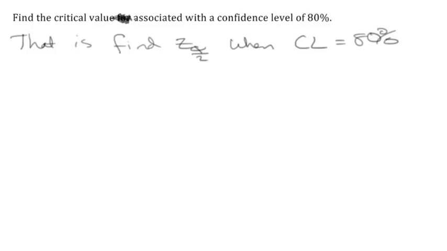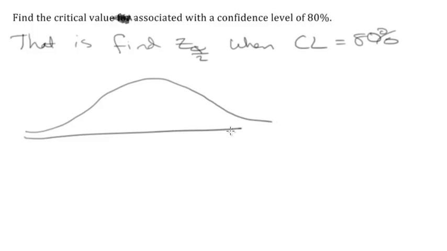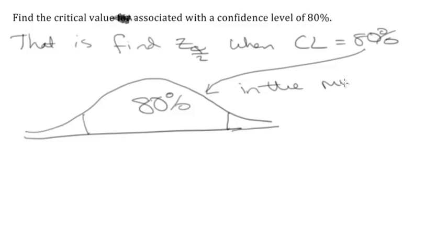Okay, I'm ready to go. So I am always going to draw a picture. Now, I am confident that my confidence level is in the middle here because the most common values are in the middle. Always put your confidence level in the middle. And now we're trying to find the boundaries of that confidence level. So this guy over here is your positive critical value, and this guy over here is your negative critical value.